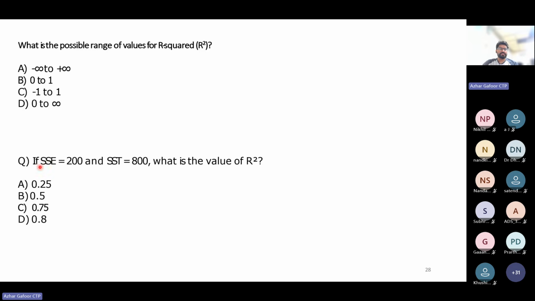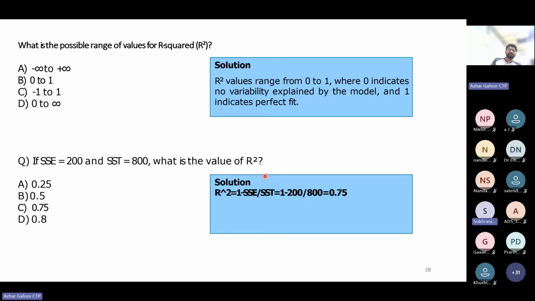Then if SSE is equal to 200 and SST is equal to 800, what is the value of R square? So we know the equation for R square is equal to 1 minus SSE divided by SST. So the value of R square will be 1 minus 200 by 800. That will be equal to 0.75.